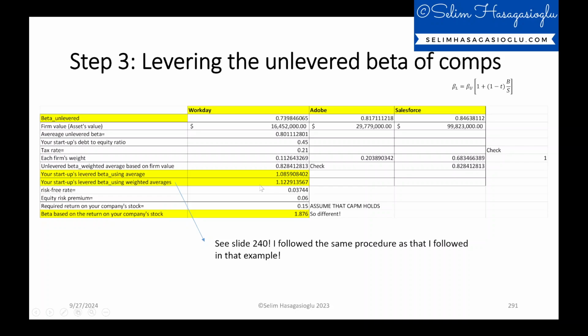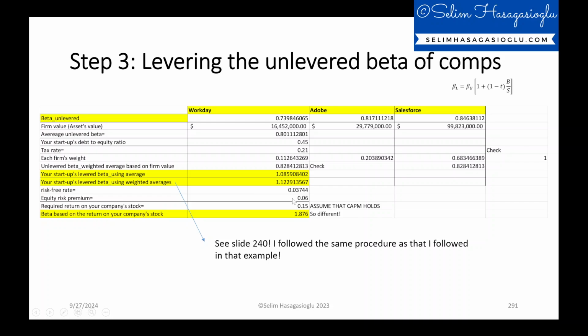Or you can just use the unlevered beta weighted average based on firm value. Sell the value in here. So here beta unlevered, this value multiplied by 1 plus 1 minus tax rate and multiplied by the debt to equity ratio. So this is your startup's levered beta using the weighted average.